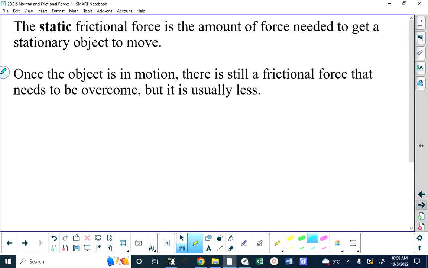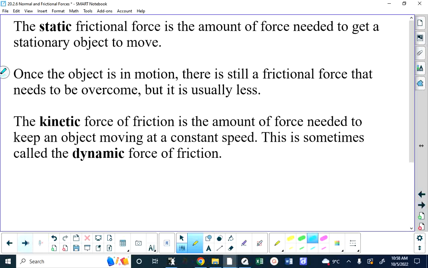Once the object is in motion, if there is still a force of friction, it's usually less, and that force is called the kinetic force of friction, or dynamic force of friction. So the static force of friction is what I need to overcome to get something to start moving. The kinetic force of friction is what I need to apply to keep it moving at a constant velocity.